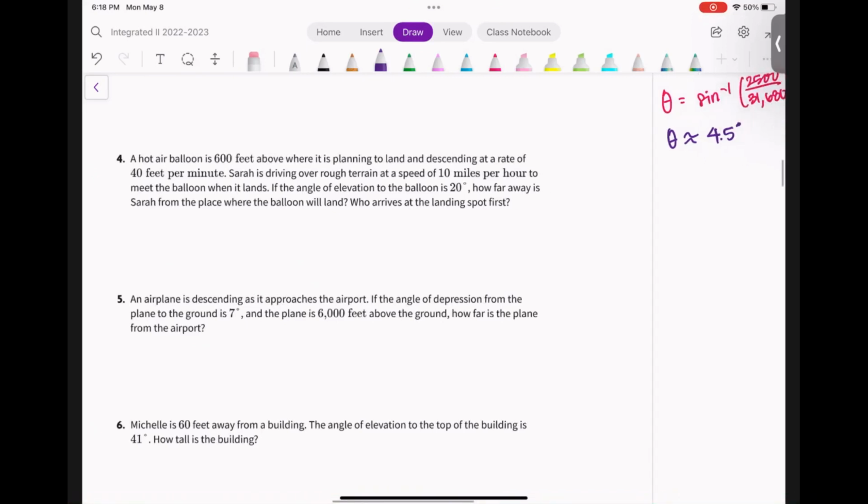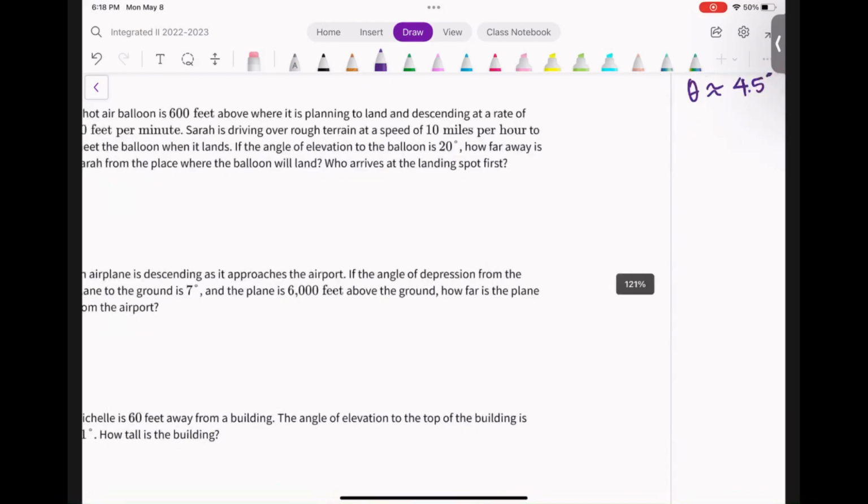It says a hot air balloon that is 600 feet above where it is planning to land will descend at a rate of 40 feet per minute. Sarah is driving over rough terrain at a speed of 10 miles per hour to meet the balloon when it lands. If the angle of elevation to the balloon is 20 degrees, how far away is Sarah from the place where the balloon will land? And who arrives at the landing spot first? Okay, so this one's quite a bit here.